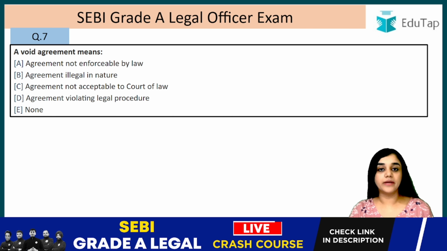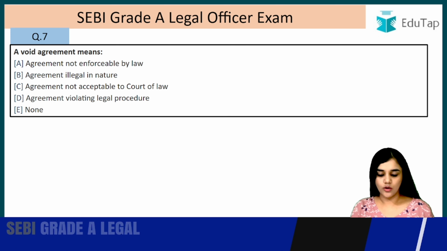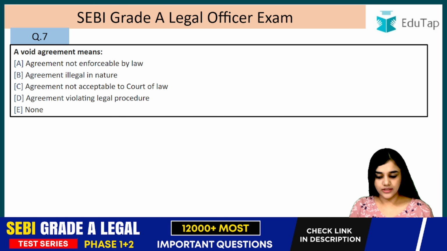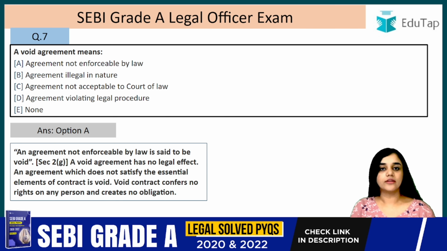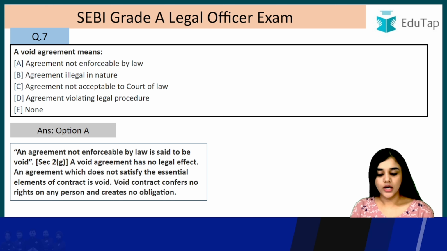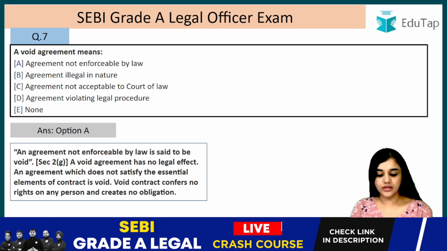A void agreement means. What is a void agreement? Agreement not enforceable by law. Agreement illegal in nature. Agreement not acceptable to the court of law, except agreement violating legal procedure, or none. It is agreement not enforceable by law. So any agreement which is not enforceable by law is void. It is given in section 2(g). A void agreement has no legal effect. An agreement not enforceable by law is said to be void.